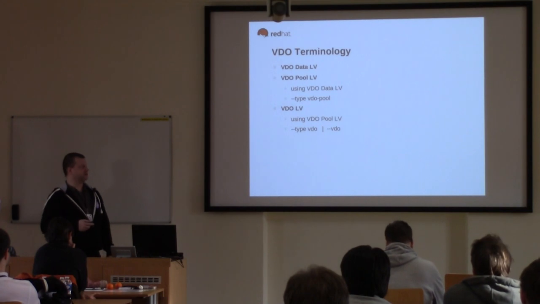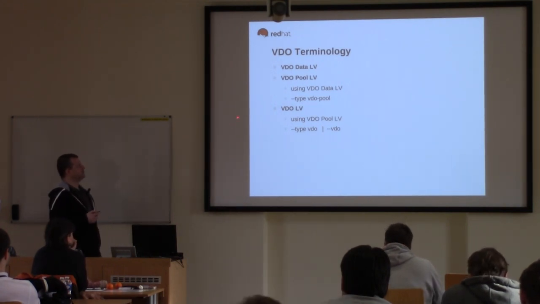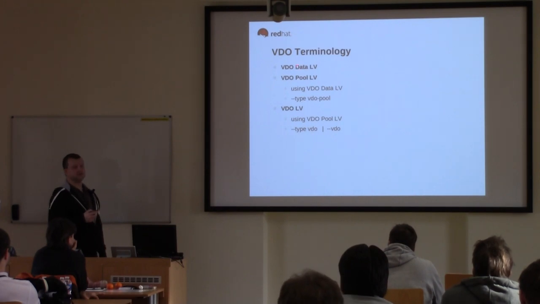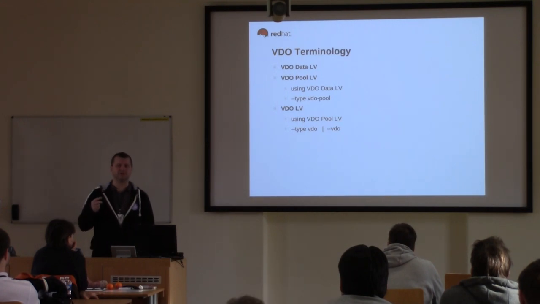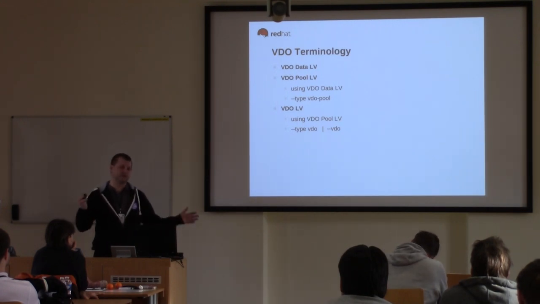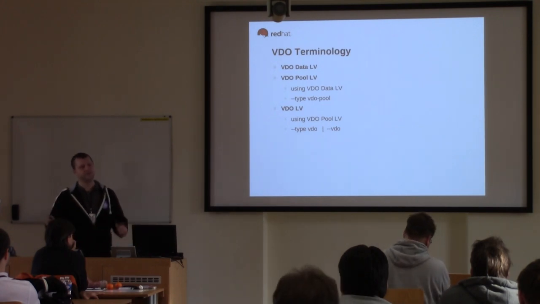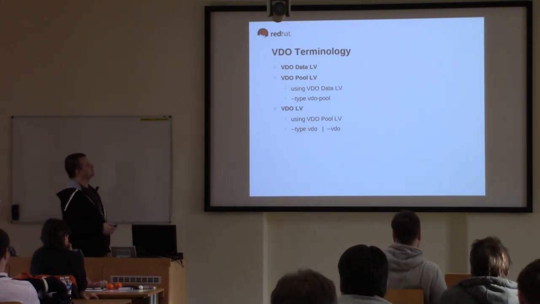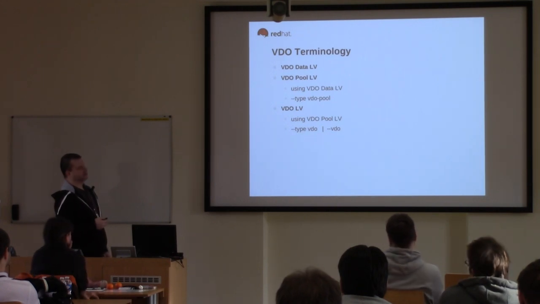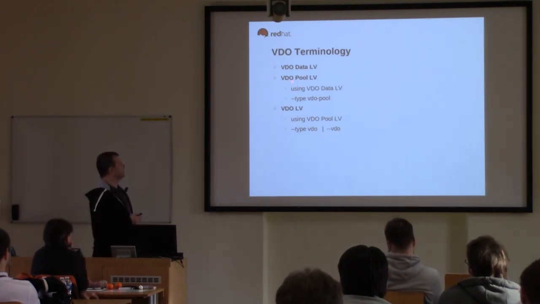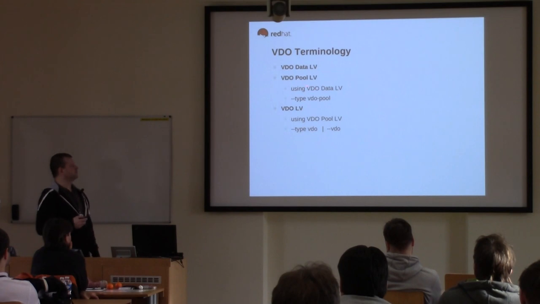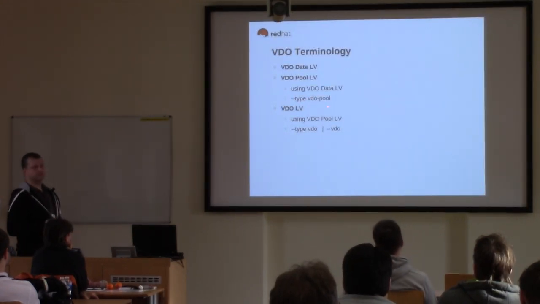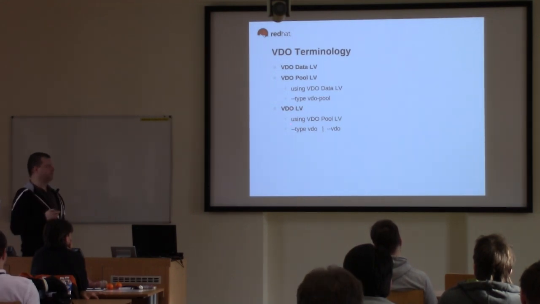So what is the LVM terminology for VDO? We have the same as with thin pools, so you have a data volume. With VDO, the data volume also contains the metadata, so it's a mixture where data and metadata are interleaved in some magical way to provide that online deduplication and compression. Then we have the terminology from pools, so we have something called a VDO pool. Again, we introduce a new type called VDO pool, and we have introduced a new type called VDO LV, which is going to be our virtual LV.